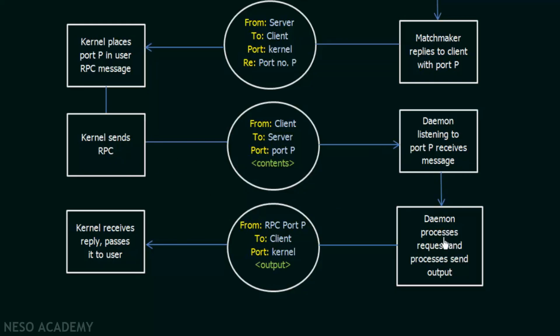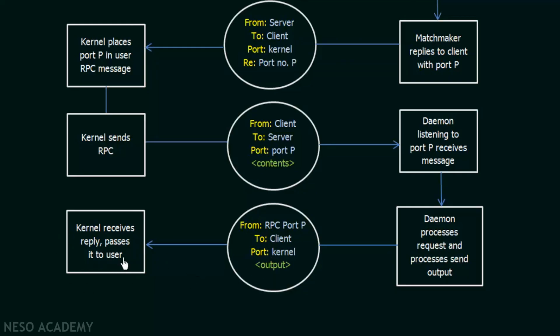After it receives the message, what happens? The daemon processes the request and sends the output. The procedure which was called will be executed with the parameters that were passed, and after execution the output will be sent back to the client. It is again sent using a message, going from the RPC's port P. This message comes from port P because it is coming from procedure X, and port P belongs to procedure X. So it goes from RPC port P to the client, to the kernel port on the client, and it sends the output.